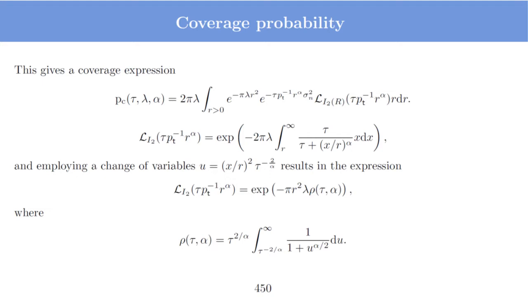Now we can do some manipulation. We can put a new variable u equal to x by r square tau minus 2 by alpha, and the integration will be converted to exponential minus pi r square lambda rho tau by alpha. Now this rho tau by alpha is a new function which is equal to tau 2 by alpha integration from tau minus 2 by alpha to infinity 1 upon 1 plus u alpha by 2 du. This can be very easily found just by, if you do the substitution, you will see that this term will come naturally.